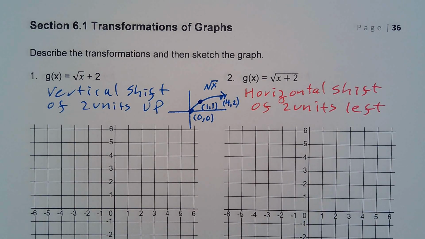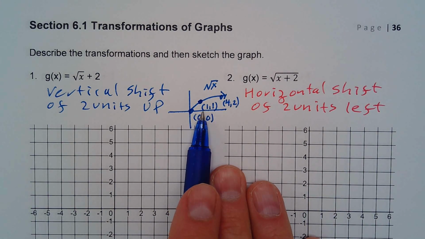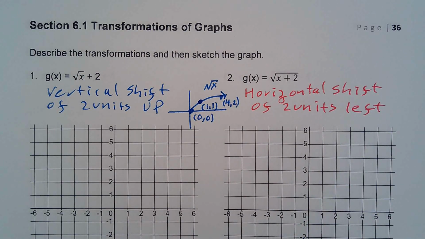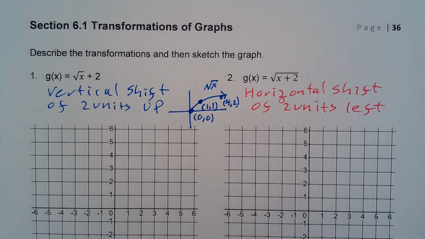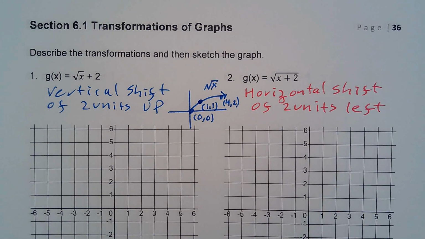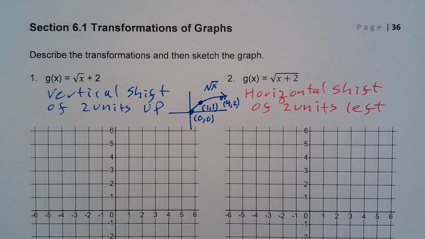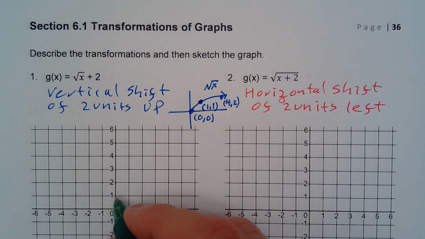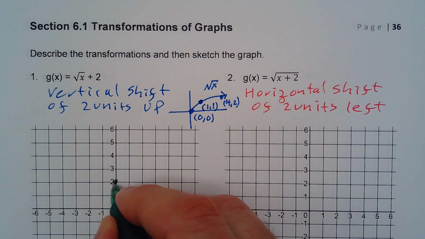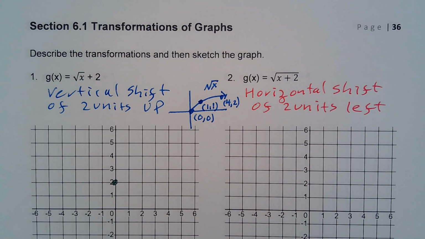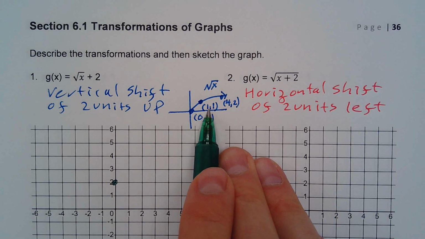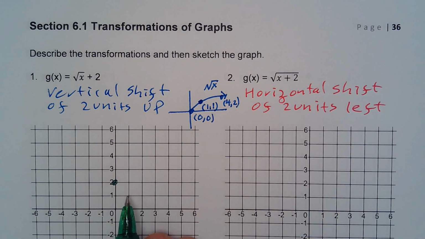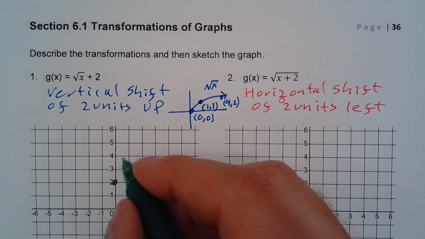So on this first one, I want to take each of these points and shift them up 2. Looking at that first point, 0, 0, I'm going to shift it up 2. 1, 2. It goes here. My next point is 1, 1. That's here. I'm going to shift it up 2. 1, 2.